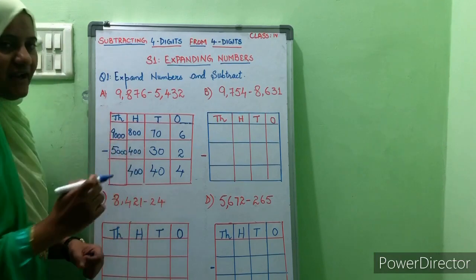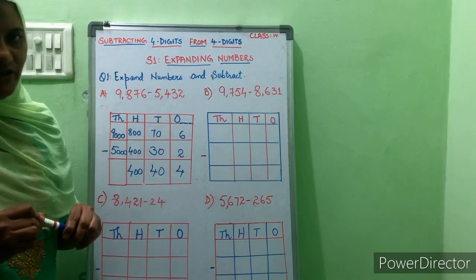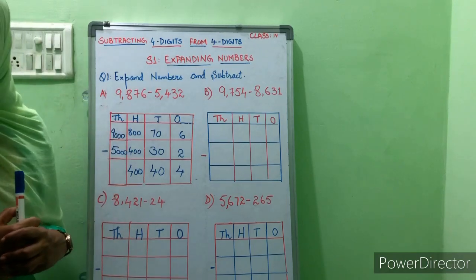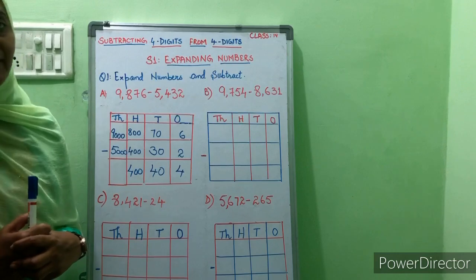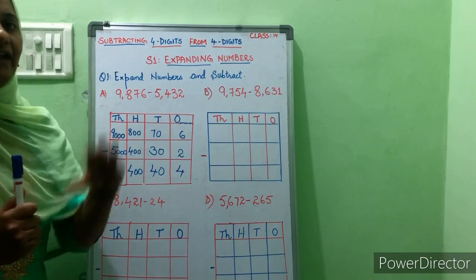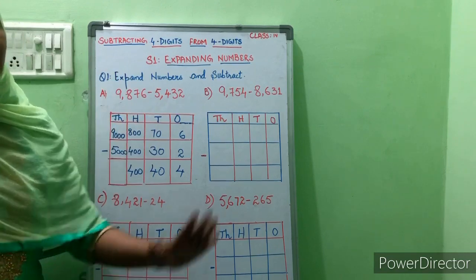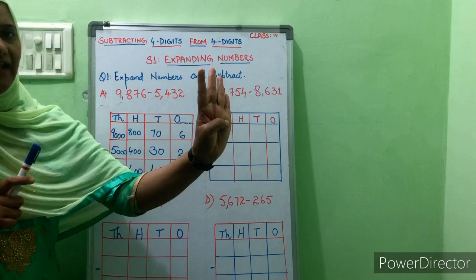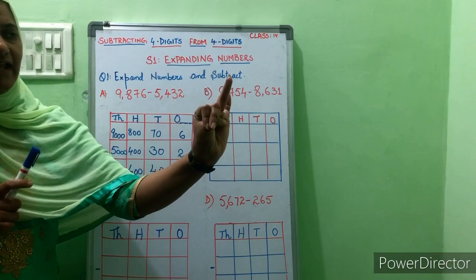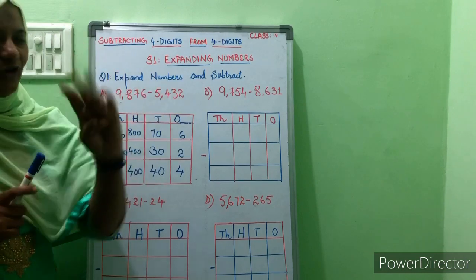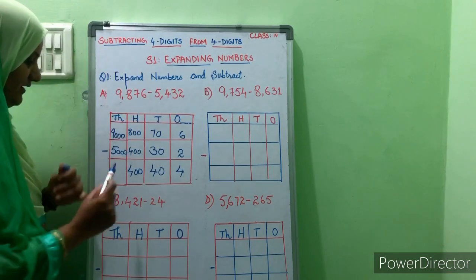Now let us subtract thousands place. What is the number? 9,000, 5,000. So how many blocks of 1,000? 9 blocks. How many blocks of 1,000? 5 blocks. So 9 in the mind, 5 fingers up. Before 9, 8, 7, 6, 5, 4. So what is the answer? 4. So I'll write here.